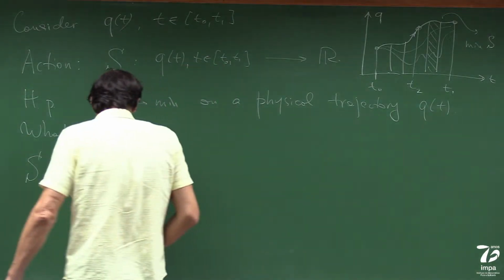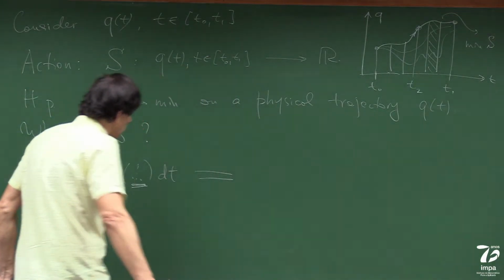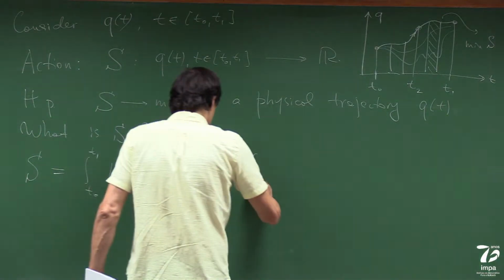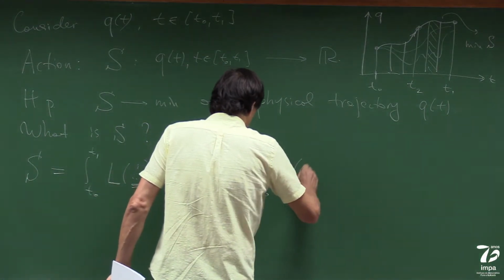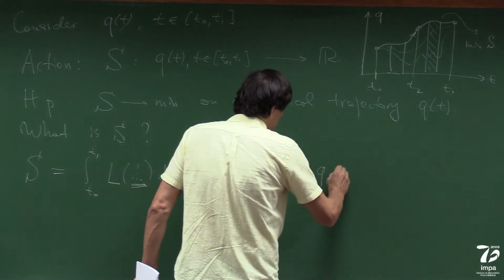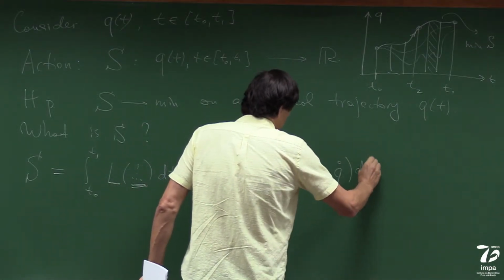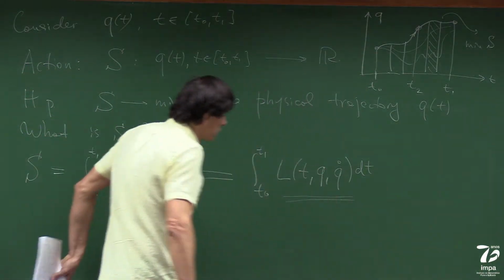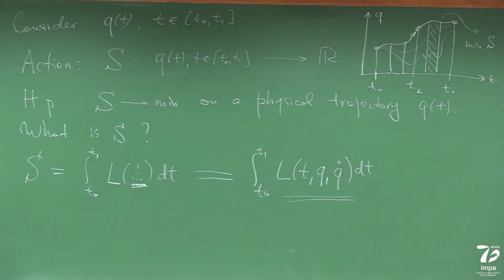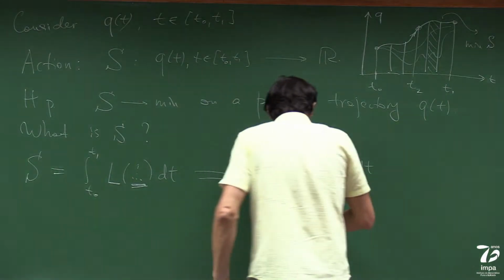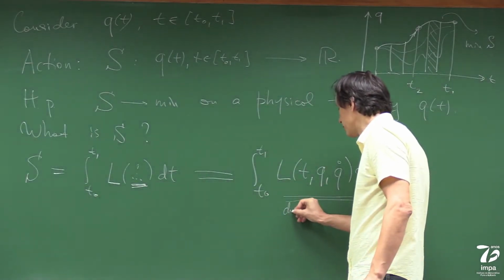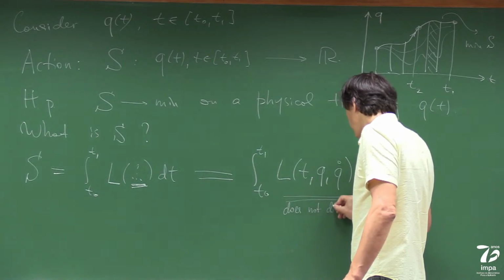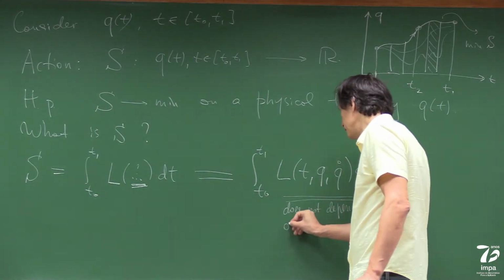So the important assumption is that it depends on time, depends on coordinates, depends on velocities, and that's it. So this is really the strongest hypothesis in the whole theory. Because what we say is that this function does not depend on higher derivatives.